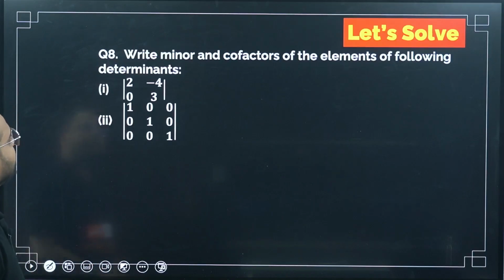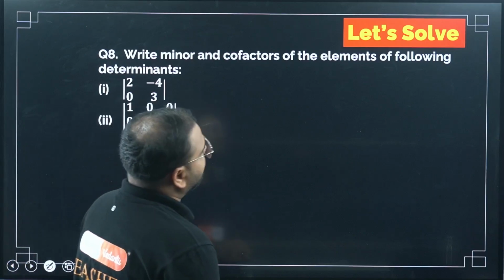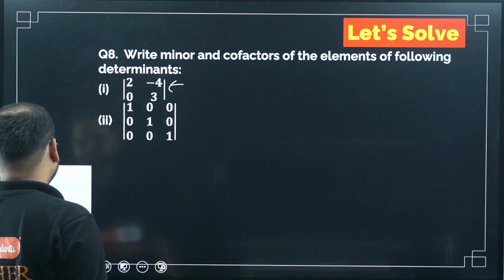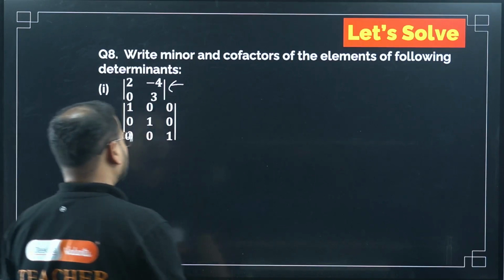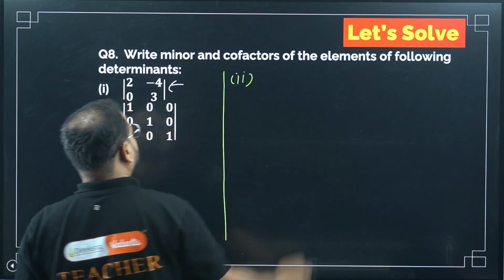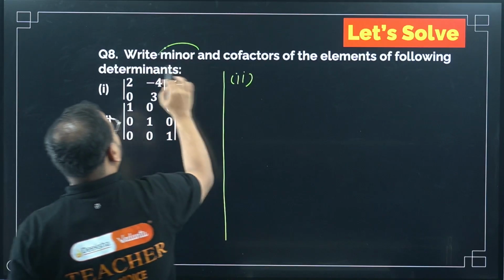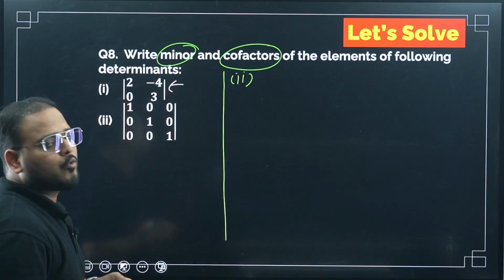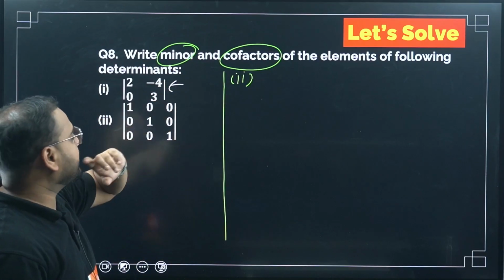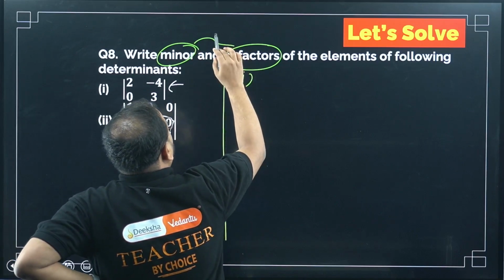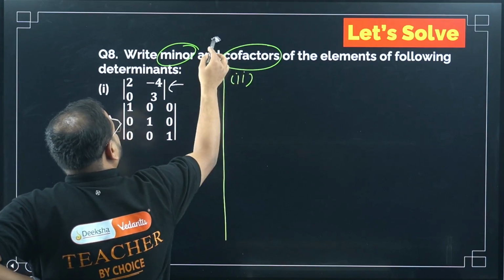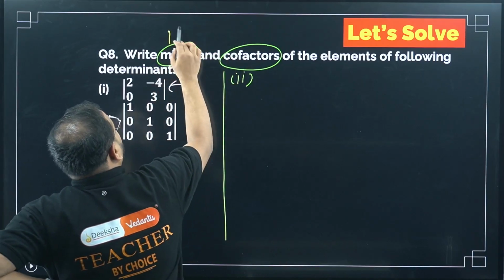Moving on to problem number 8. Find the minor and cofactors of the elements of the following. Forget about this right now. We'll deal with the second one first, because if you know the second one, the first one is very easy. What we have to find out is something called minor or cofactors. These are values. Forget about cofactor right now. We'll just learn minor right now. Only minor.